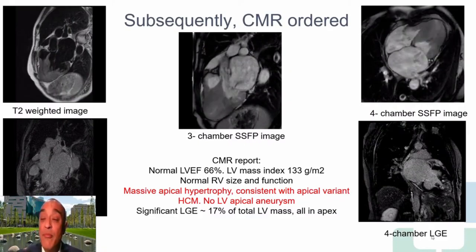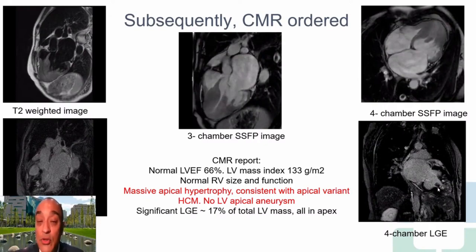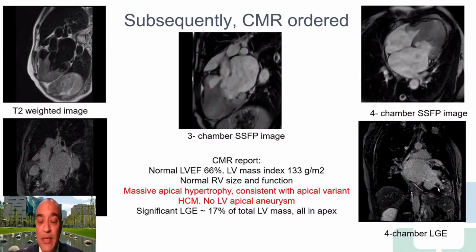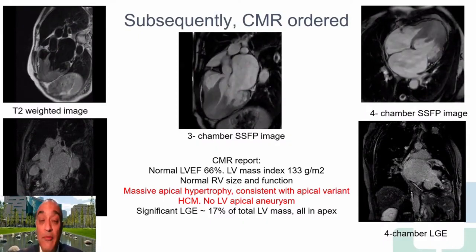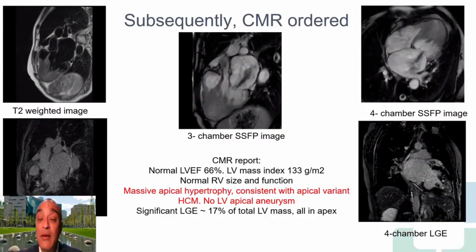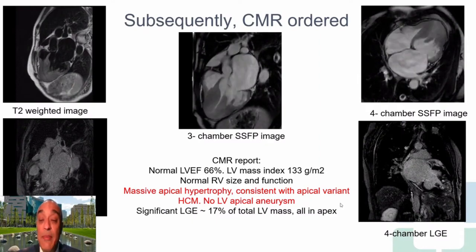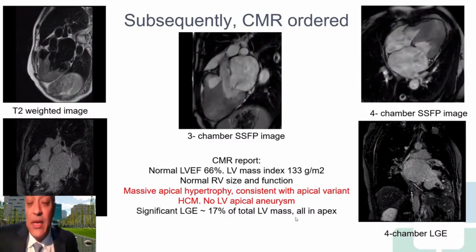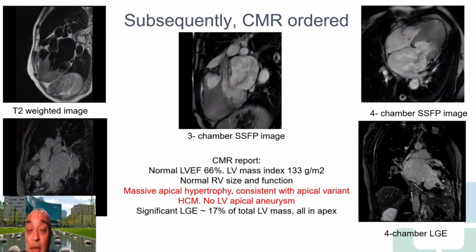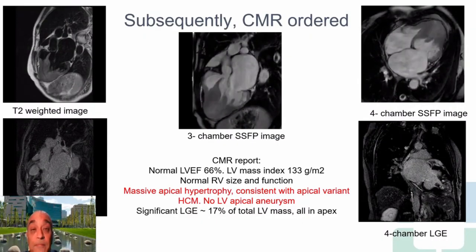And a fair bit of myocardial fibrosis, which is mostly located in the apex. An important thing here is there's no LV apical aneurysm or LV apical thrombus. So the diagnosis, obviously, significantly increased mass index, massive apical hypertrophy with apical variant HCM, and LGE was around 17% of total LV mass, all in apex.